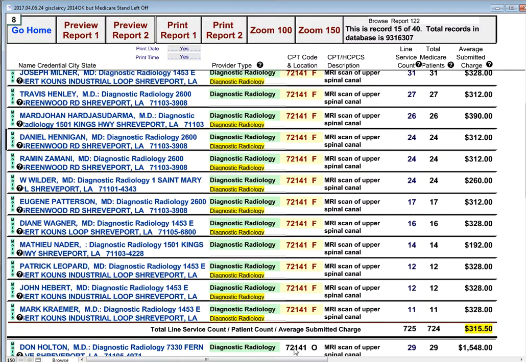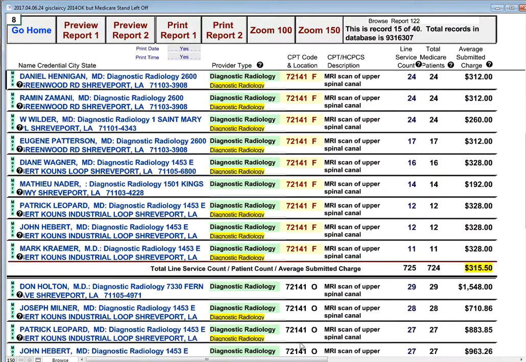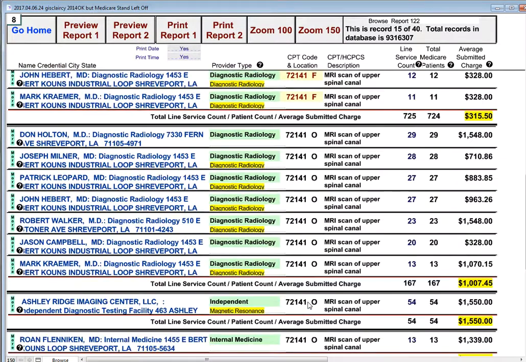But then we go to 72141 in an office setting, and this is where it looks weird at first, because if you look at the charge, $1,500, $700, $800, $900, $1,500, $328, $1,000. It's like there's a pretty significant range here. And how do you explain such an, really it's an inconsistency is what it appears to be.